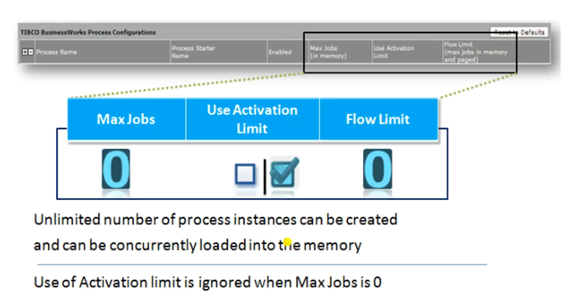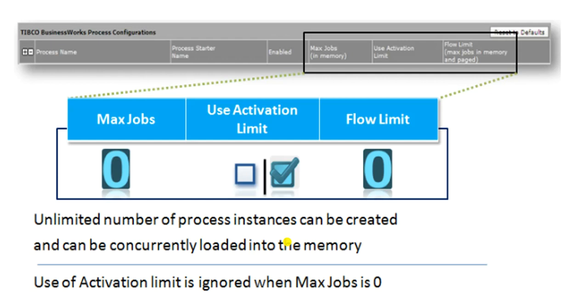Let's take some example cases and scenarios to understand these concepts in a better way. This is the first and the default scenario, which is if we deploy any archive through administrator and we don't change anything for these properties, then this is how it will be. MaxJob will be 0, which means an unlimited number of process instances can reside in memory. Flow limit is 0, which means that an unlimited number of process instances can be created.